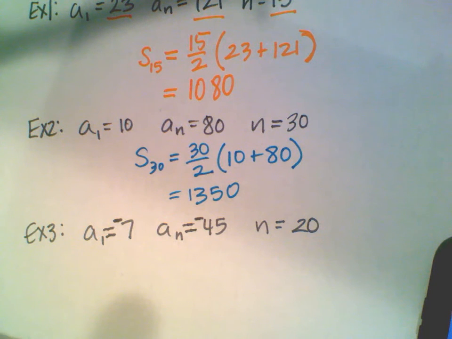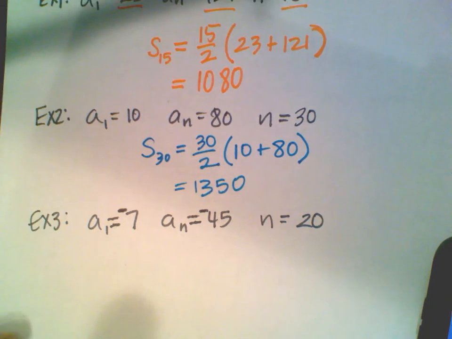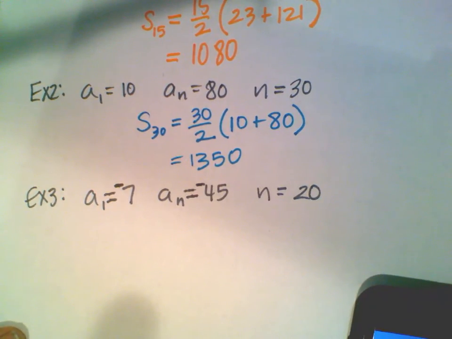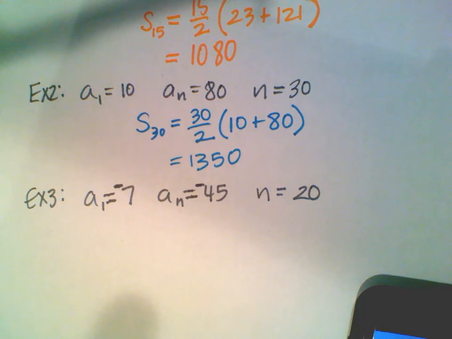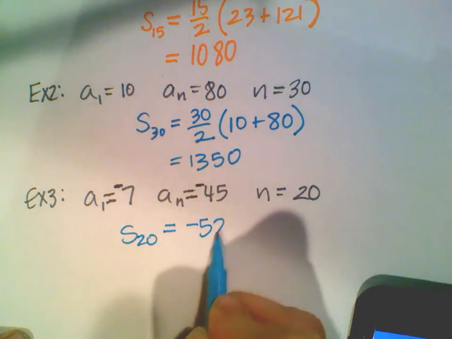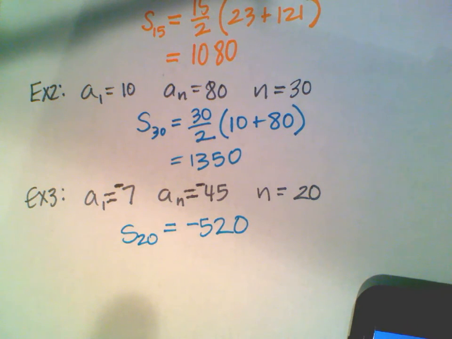What I'd like you to do is take a few moments and pause the video and see if you can answer that last one. While you do that, I am going to attempt to answer it myself. I will let you quietly work through it. And if you did this correctly, the sum of the first 20 terms should be negative 520. So please check your work and see how you did.